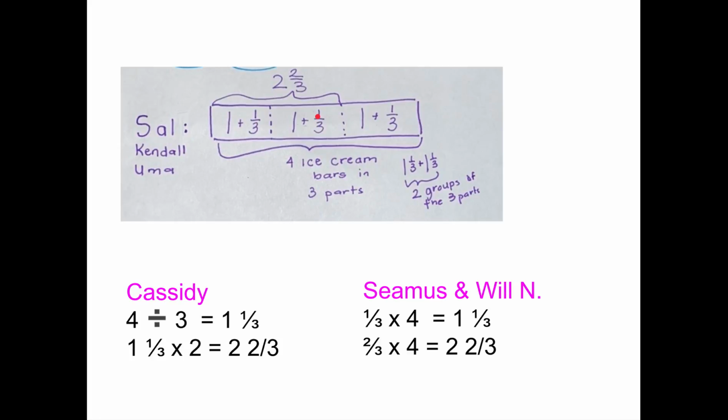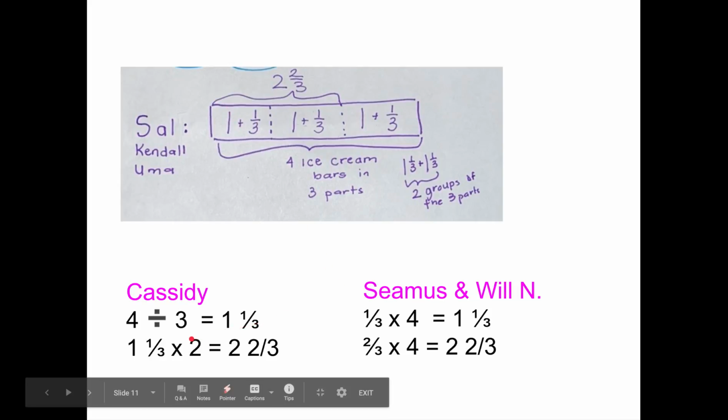Some people used numbers, and the question is, how do those numbers match what's going on with the meaning of multiplication? So Cassidy said 4 divided by 3 is the same as 1 1/3. And then she said, so 1 1/3 times 2 is the same as 2 2/3. Does that match Sal, Kendall, and Uma's strategy? Can you find the 4 divided by 3 in the strategy? And can you find the 1 1/3 times 2 in the strategy?